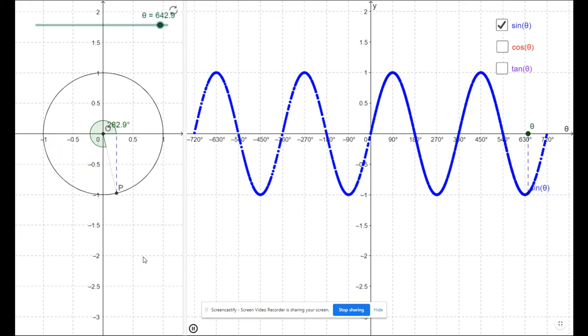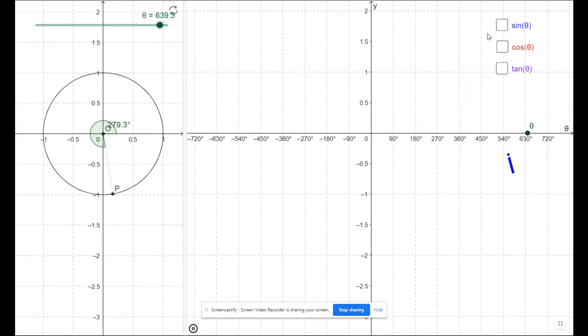Okay, so I'm going to get rid of sine here for a second, see if it'll do it for me. No, so let me hit reset. Okay, so I'll pause it. Now I'm going to drag the angle back to 0, and we'll look at what cosine looks like. So we'll paint cosine this time.